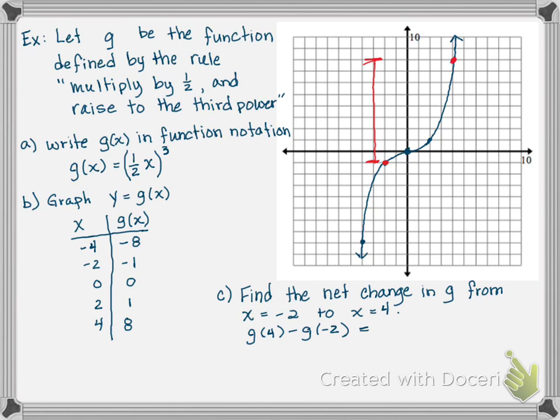And instead of calculating those again, we can just use our table, right? We see that when x is 4, my output is 8. So G of 4 is 8. And when x is negative 2, my output is negative 1. So G of negative 2 is negative 1, which gives me a net change of 9. Which we can see on that graph as well. If you count up from that point to that point, you see that it goes up by 9 units.